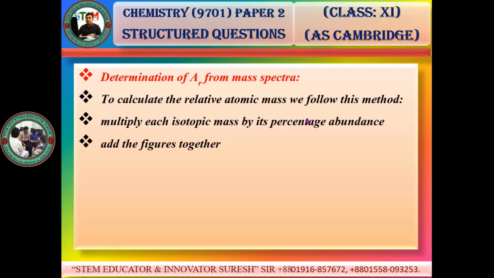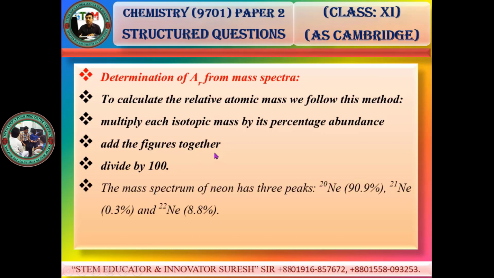Determination of relative atomic mass from mass spectra. To calculate the relative atomic mass, we follow this method. First, multiply each isotopic mass by its percentage abundance. Second, add the figures together, and then divide by 100.